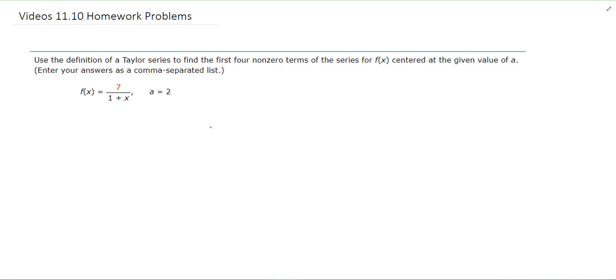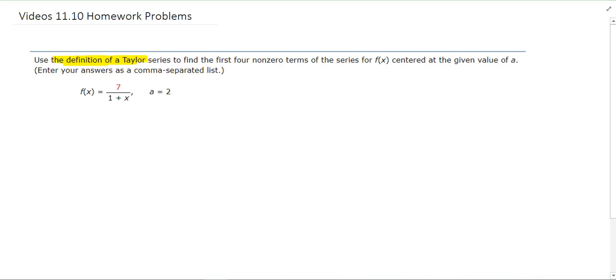Hey everyone, I wanted to do an example also of a homework problem in section 11.10. This one is asking you to use the definition of a Taylor series in order to find the first four non-zero terms for the function. So when you see "use the definition," you really want to make sure that you're not using a known series. So use the definition of a Taylor series.